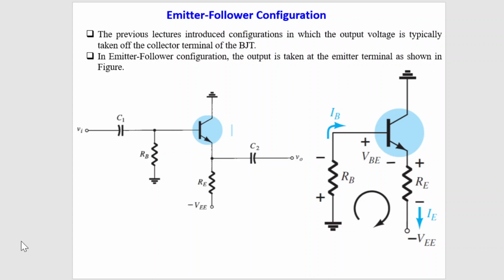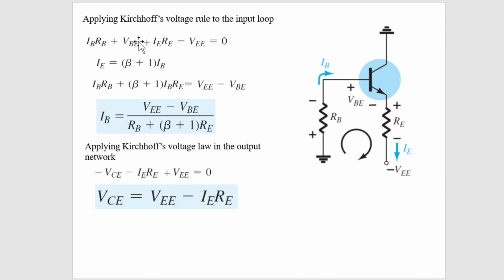If we apply Kirchhoff voltage law in the input loop, if we start from this clockwise, let us say IB current is flowing, so IB into RB plus VBE plus IE into RE, let us say IE current is flowing, minus VEE, and the positive end of this VEE, we know that is grounded, so minus VEE is equal to 0. So that is what I have written.